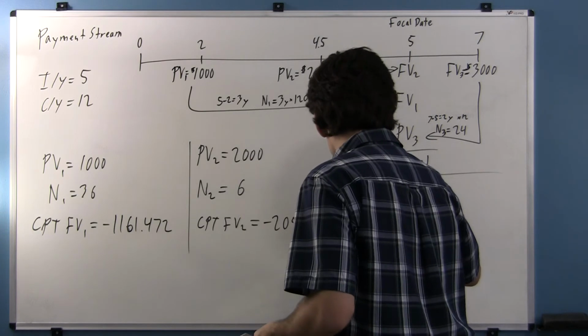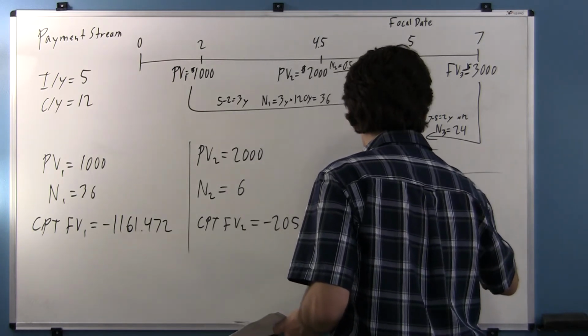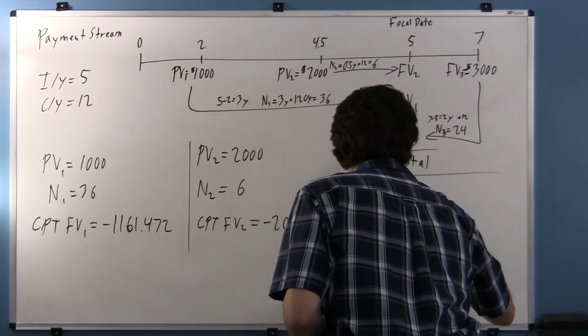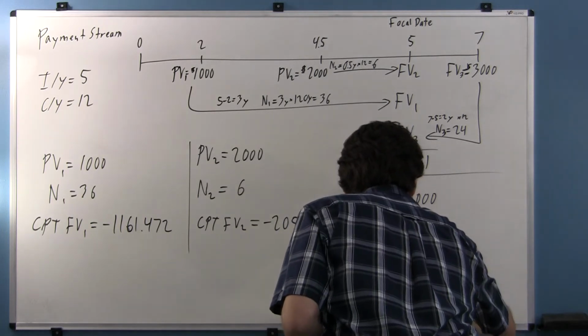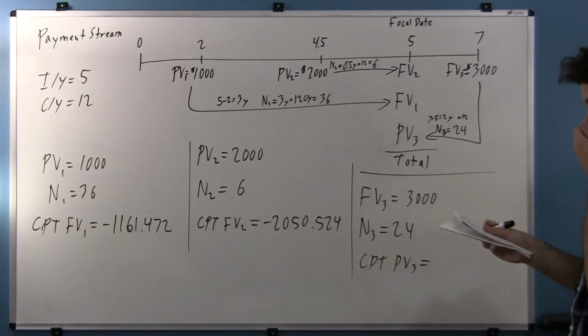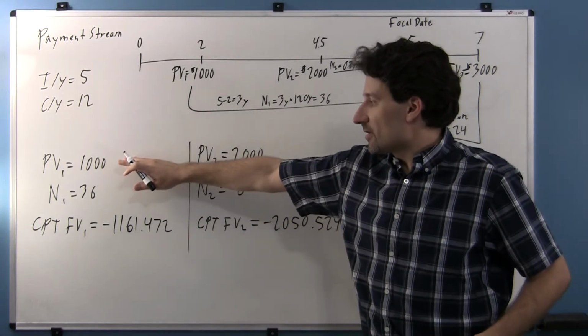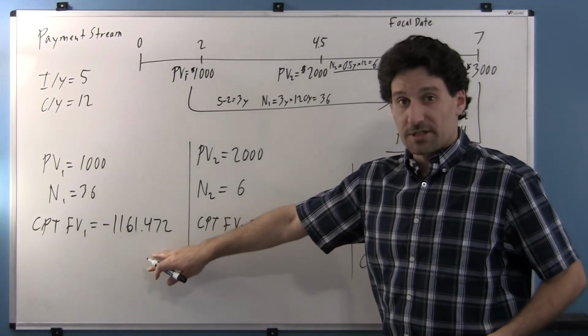Now the third one. In the third one, FV3 is equal to $3,000. N3 is equal to 24. We're going to compute PV3. Like I say, this third one we're bringing back. So yes, we owed $1,000. 3 years later, we'll instead pay $1,161.